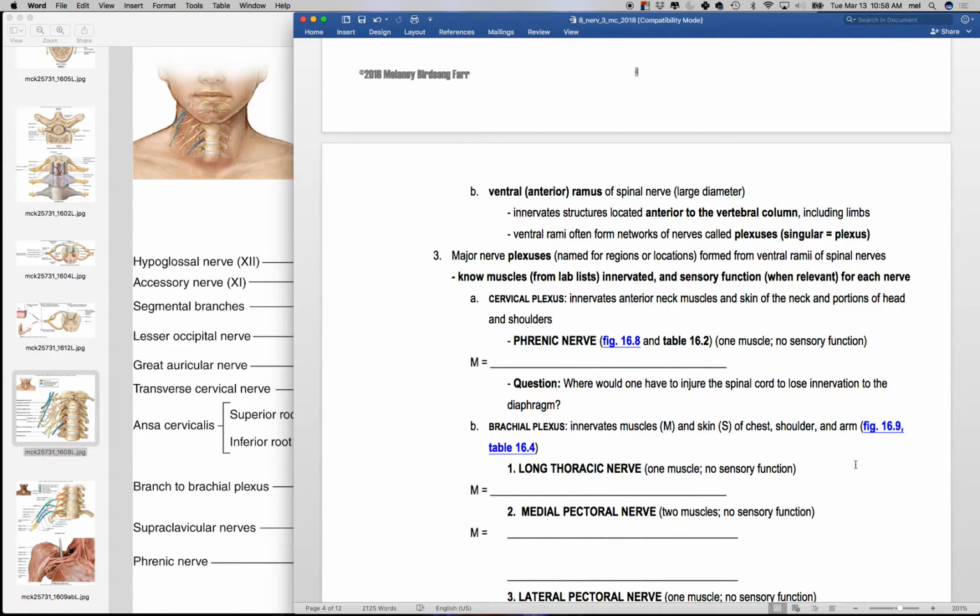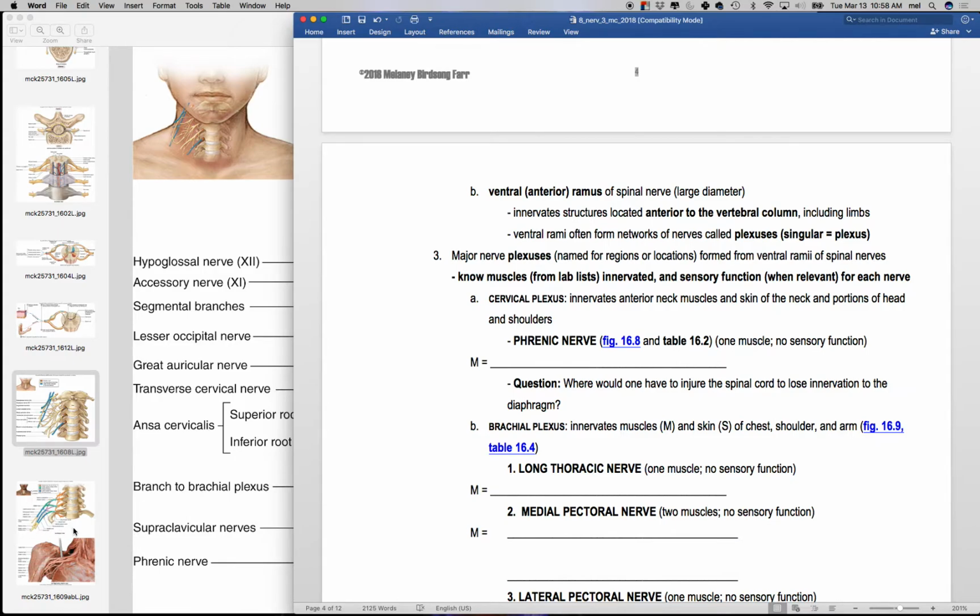So the plexus that's going to give you the most trouble is going to be the brachial plexus, but it's actually easy once you get going on it. It's just that you have to know a hell of a lot of stuff out of it. So first off, let me teach you how to identify the brachial plexus on an image.